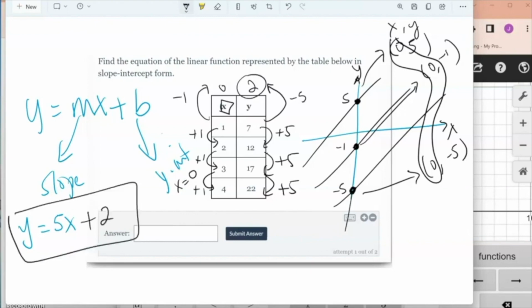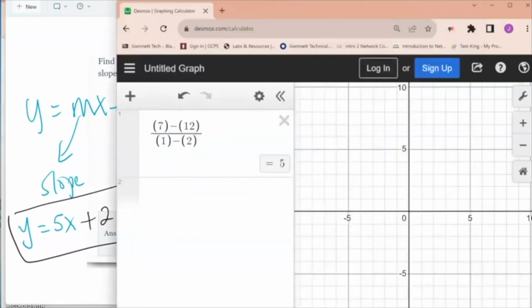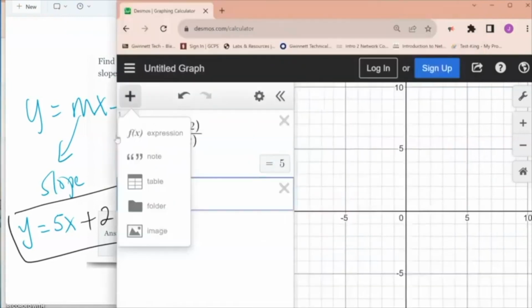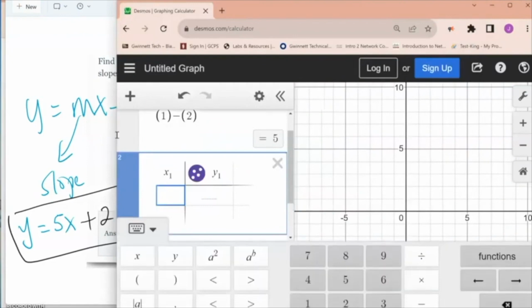Now, there's some questions that will be more complicated than this, and in a little bit, I will show you how to use a Desmos calculator. Why not? You're going to insert, so in these kinds of questions, you can insert the table. So you go right here, and you hit table, and then you put in the values.